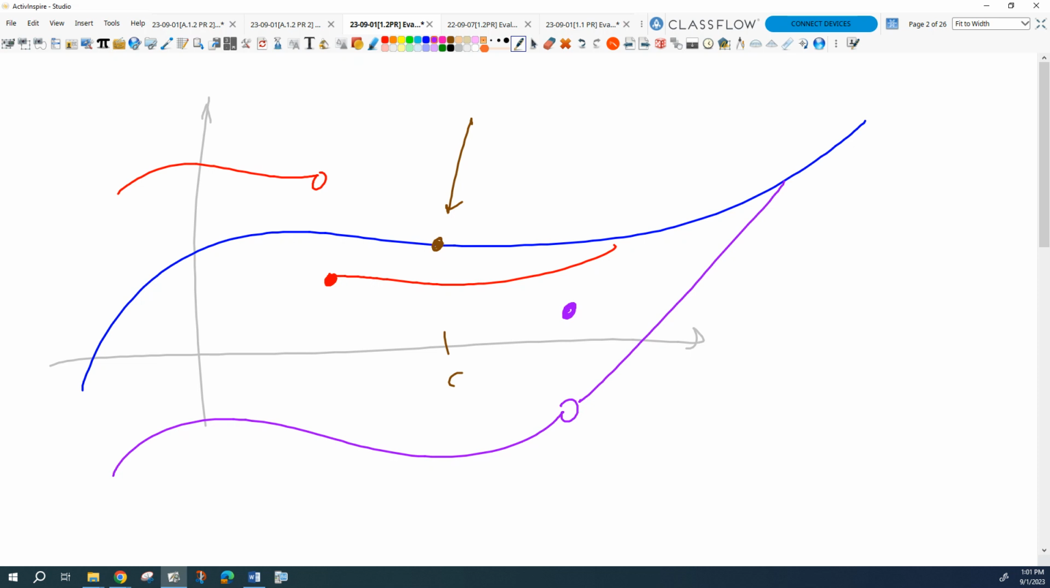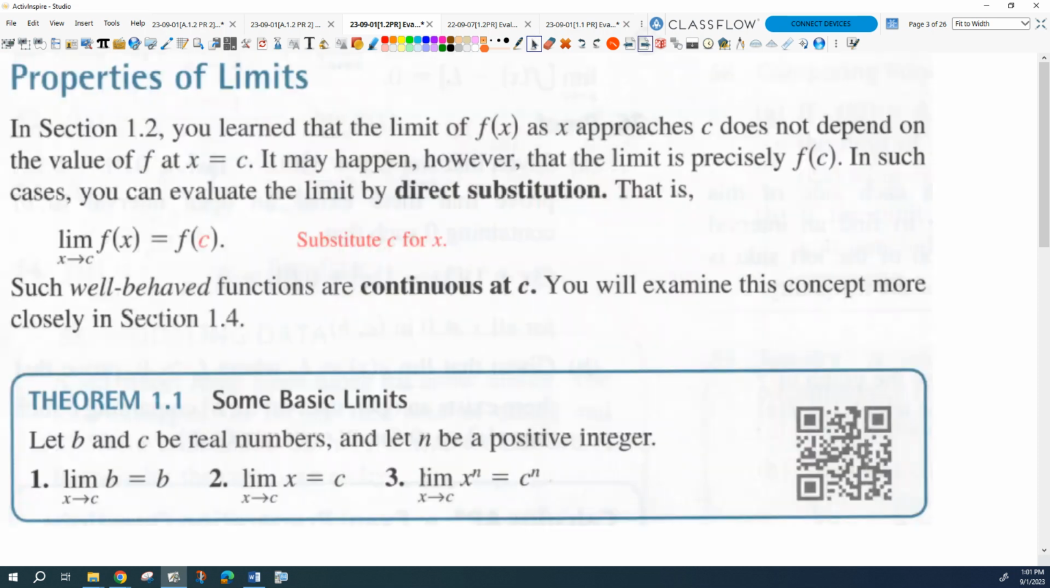If it's continuous, though, he always ends up right where he thinks he's going to go. So all we have to do to evaluate the function is plug in the value that we're approaching and see where it actually is on the function. If a function's continuous, the limit of f of x as x approaches c is guaranteed to be f of c. Okay? Does that make sense?